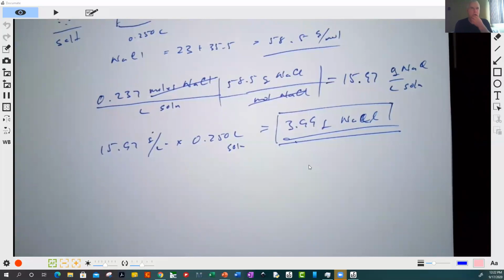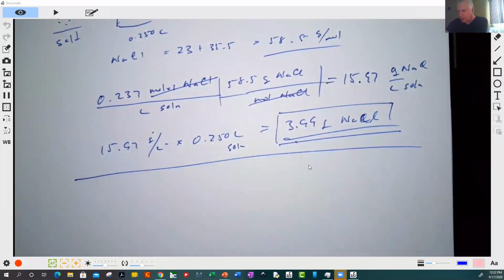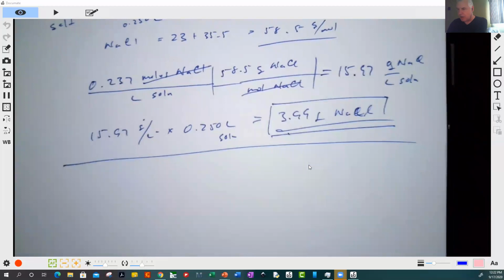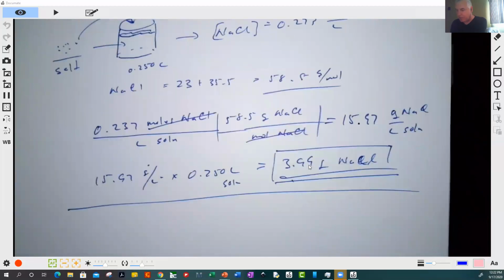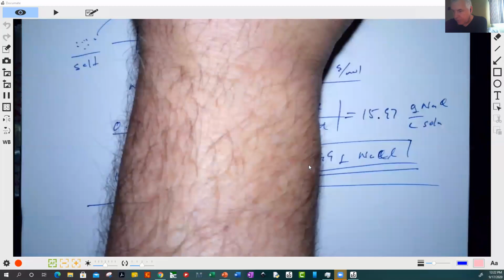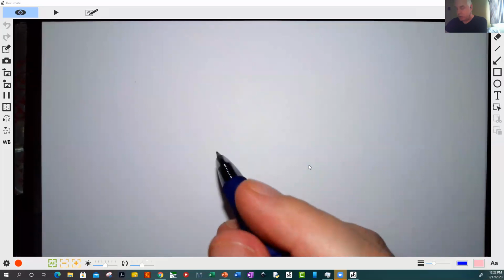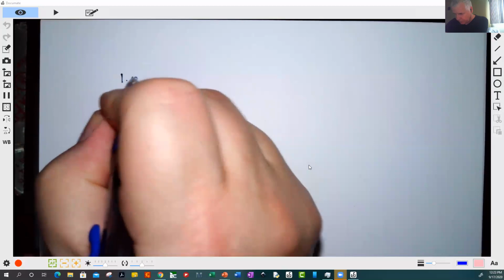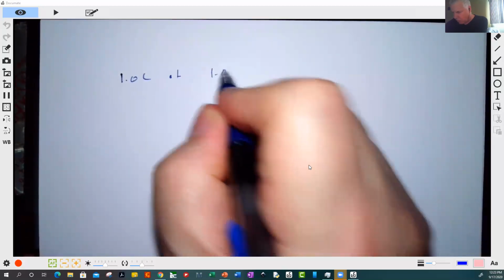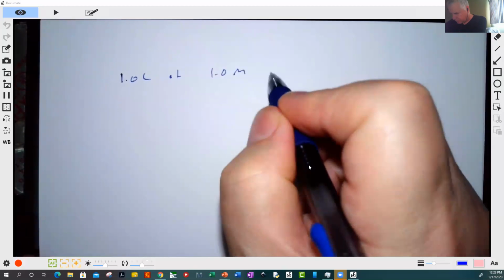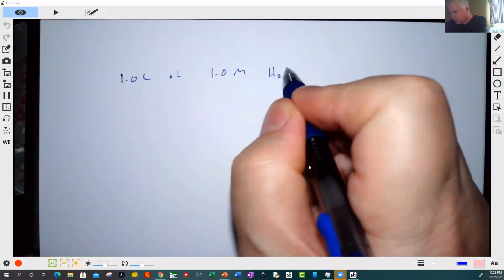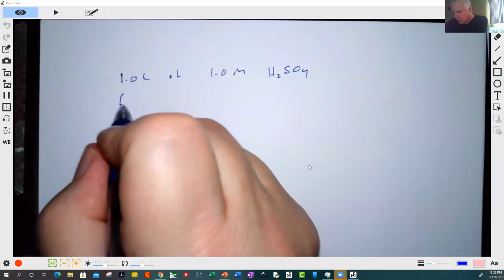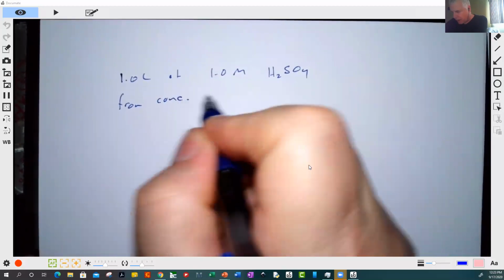Okay. All right, let me pull one out of my head then. Let's do a weight percent problem. We'll do the same type here. I'll use a new page here. So what we're gonna try to do is make 1 liter of 1 molar H2SO4 from the concentrated acid.